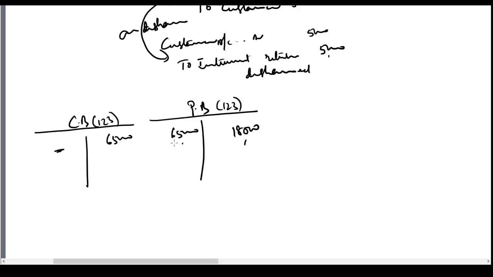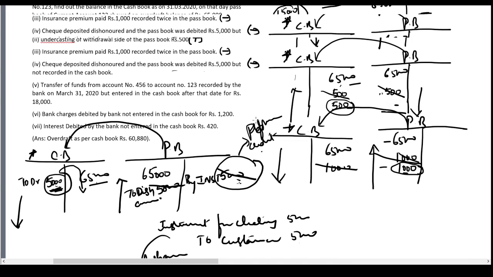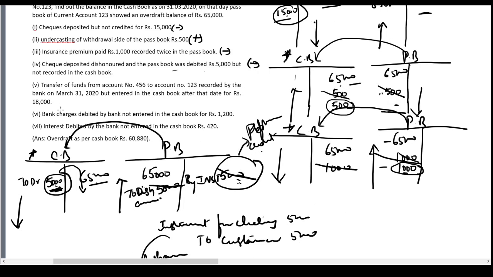So now what will happen? Here there is a debit balance and there is a credit here. So the balance will reduce. Here the balance will be more. What should I do to the passbook to make it equal to the cash book? I should increase it by 18,000 rupees. So this 18,000 rupees item will be added.